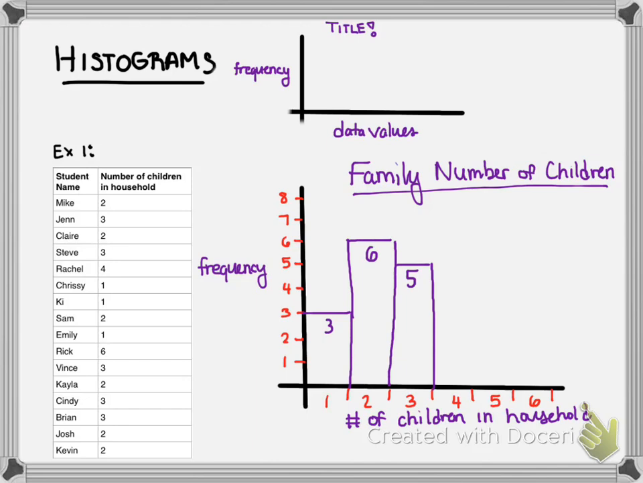For the 4s, I only see 1 4 with Rachel. So a short little bar here. No 5s to be found anywhere. And then 1 6, it's Rick in the table. And that's it. That's my histogram. Are you ready for another example?